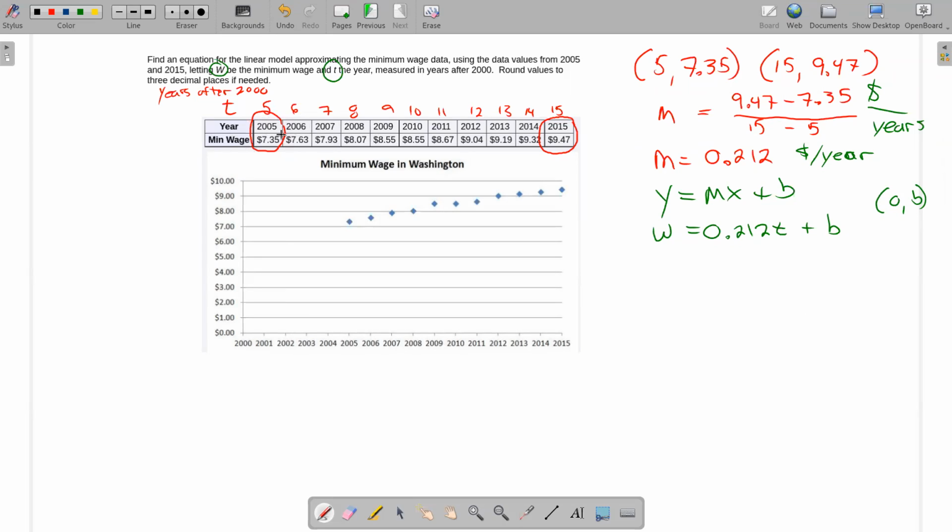We do that by plugging in one of the points. So I'm going to plug in my first point. The W for my first point is 7.35. And the T for my first point was 5. So all I have to do is do this multiplication and then subtract it over to the other side, and I got my answer. So I got to figure out what is 7.35 minus this product, 0.212 times 5. And that right there is my B. Calculator.